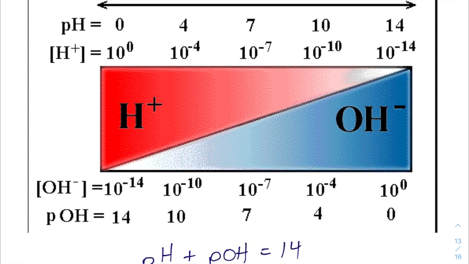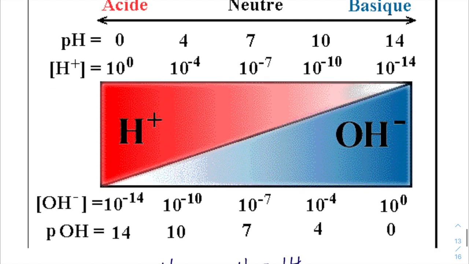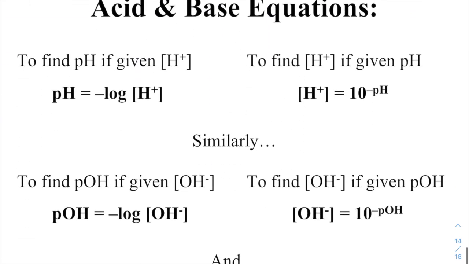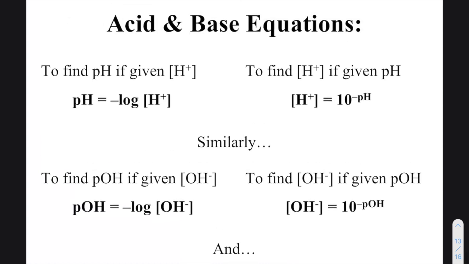They are the opposites of each other. Okay, so you can always find pH and pOH. And if I had a pH of 3, well, 14 minus 3 is 11. That means my pOH would be 11. Okay, right? So we'll get more into that later. But here are your basic equations that you're going to use in this unit to describe pH.